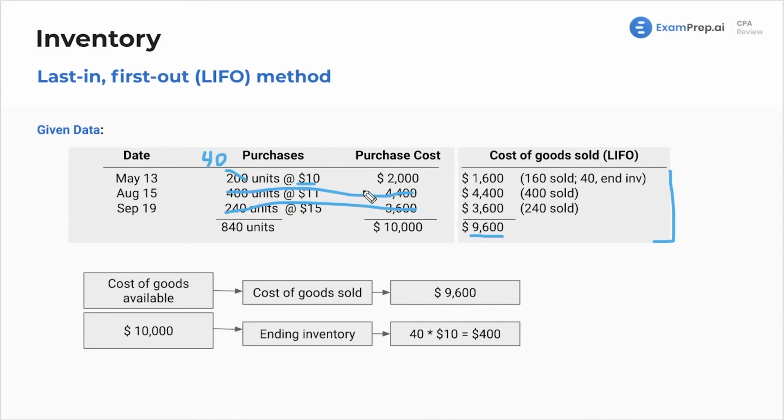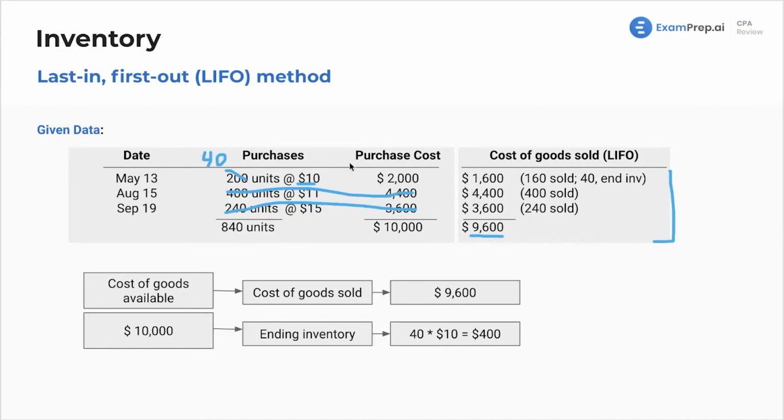Nice, simple process. Nothing too crazy. Nothing too out there. You got this, right? Cost of goods sold and ending inventory. So our total inventory minus our cost of goods sold is another way to get our ending inventory. That is our LIFO method.